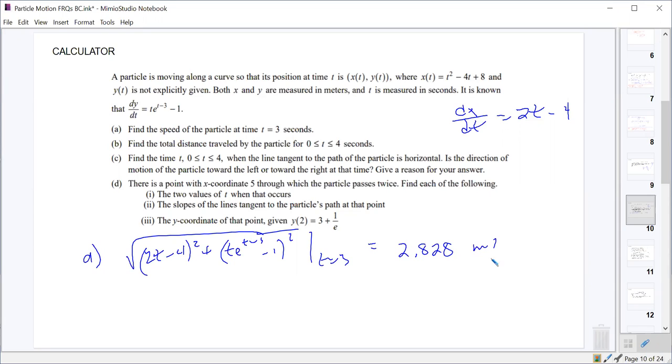This one they gave you a bunch of units. It doesn't specify you need to put units, but meters per second would be the right units there. Just 1 point for that one.